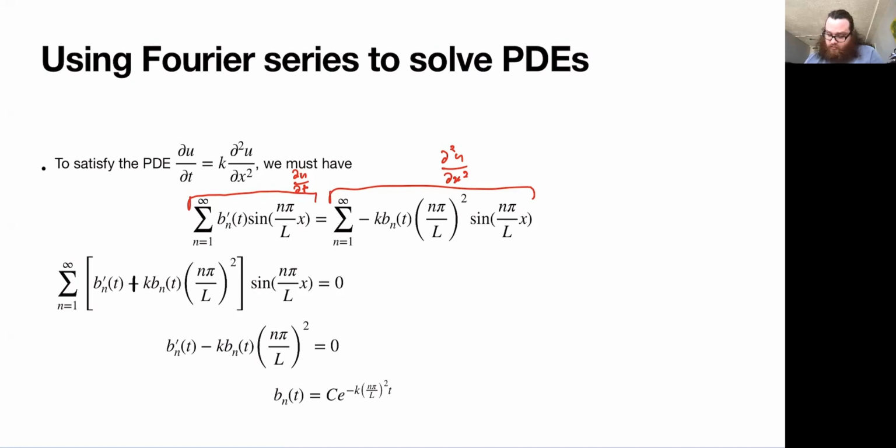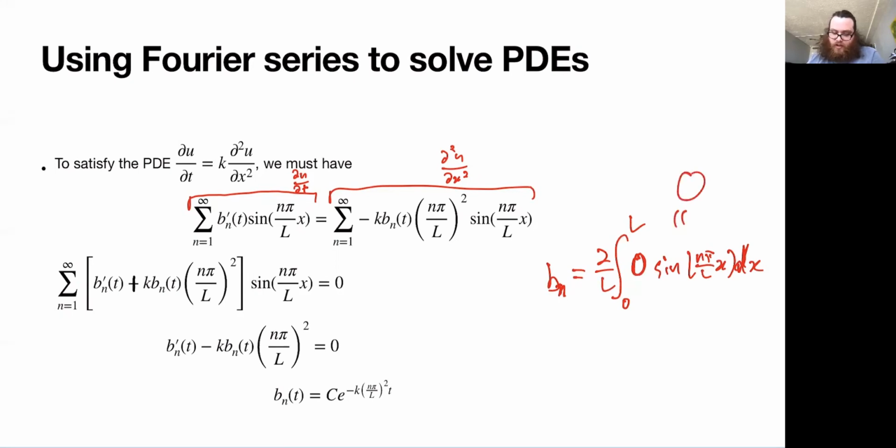If it helps, we can explicitly compute what these coefficients are. These are going to be 2 over L times the integral from 0 to L of the function we care about, which in this case is 0, times sine of n pi x over L dx. So we're integrating the function 0. Of course, this is going to give 0. So here we have a sine series for the function 0 that tells us that all of the coefficients should be 0.